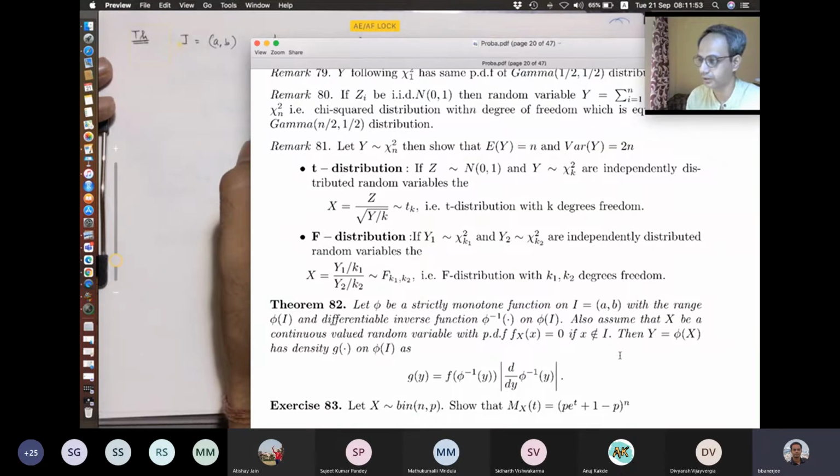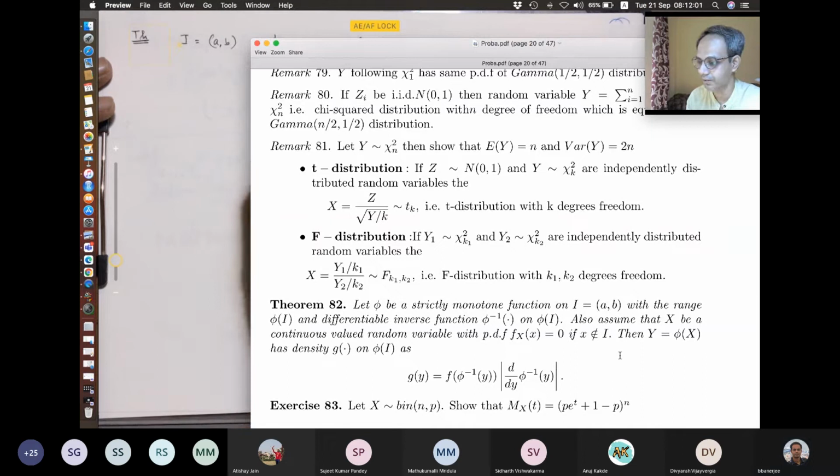Do you know all those functions? What is the name if its inverse is differentiable? It is not a probability question, but if you know, do you know?